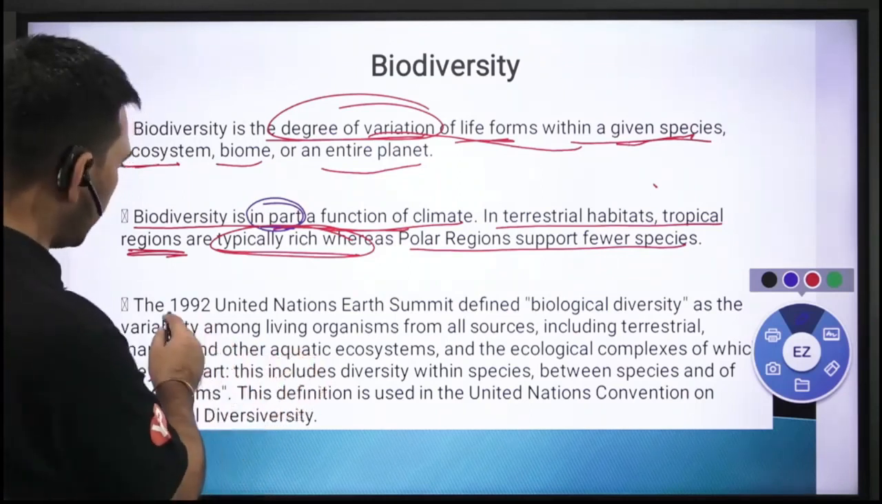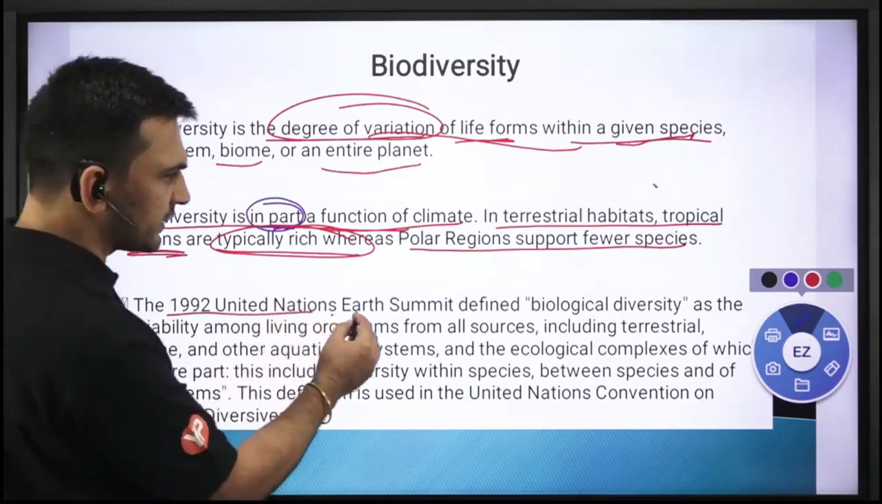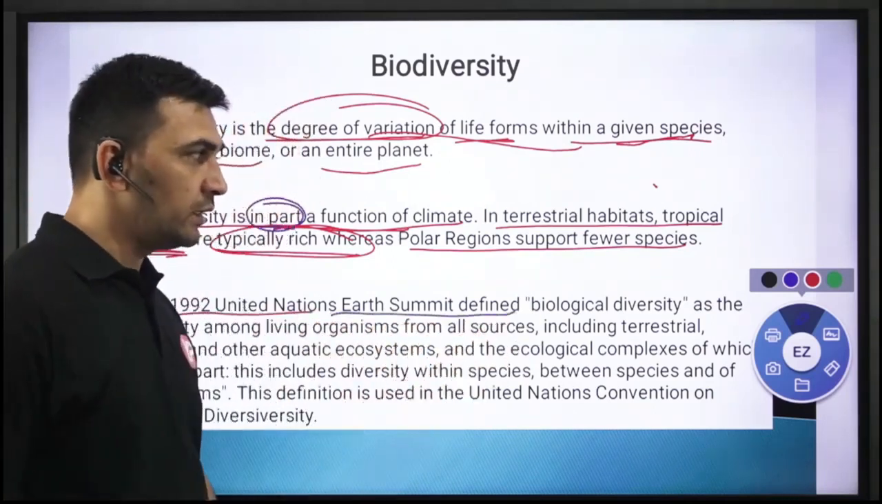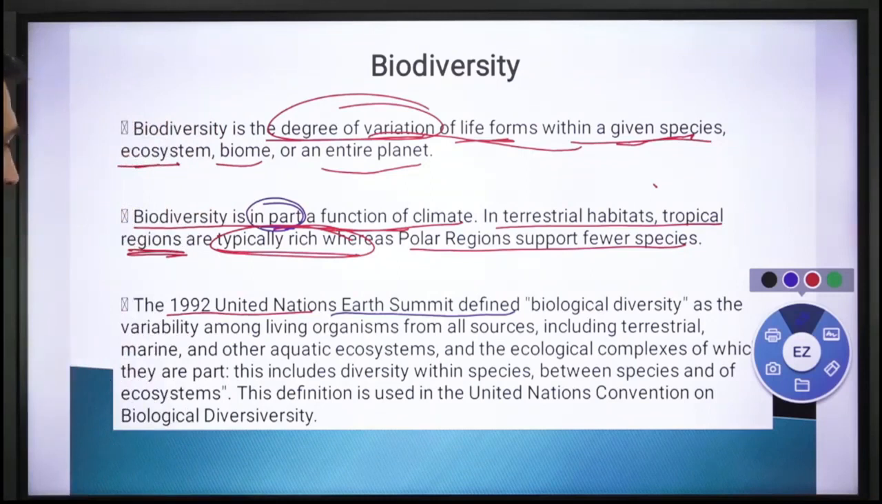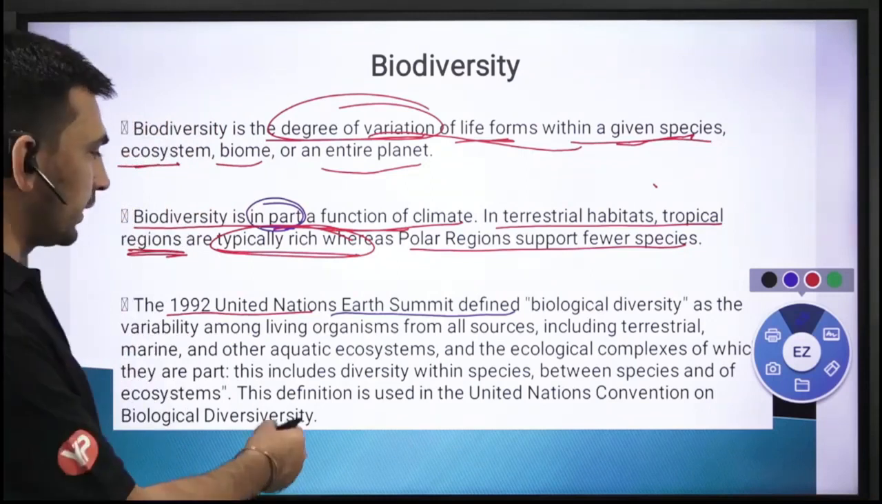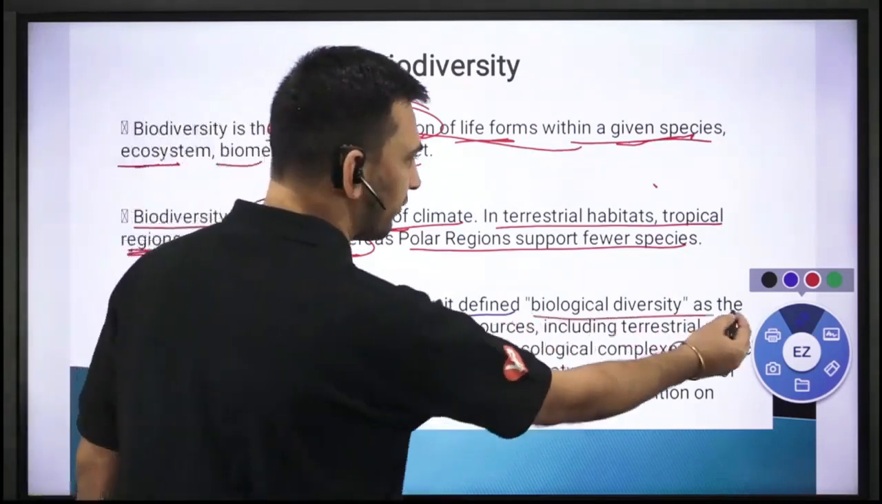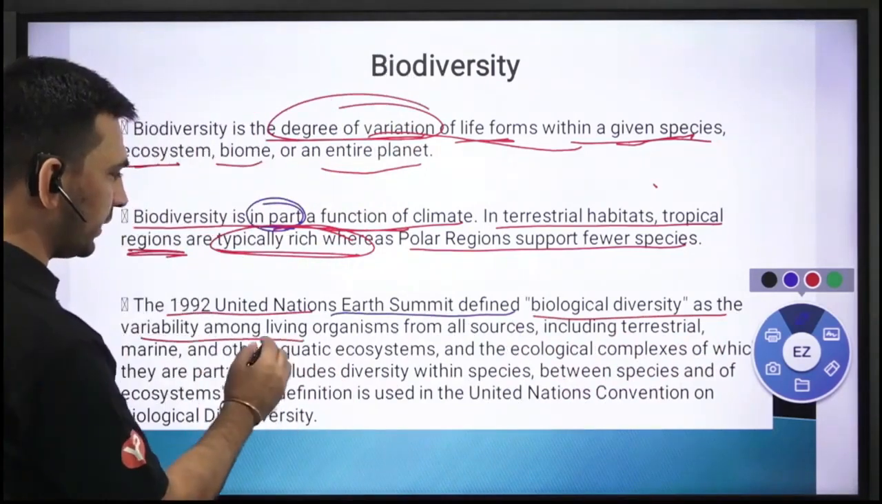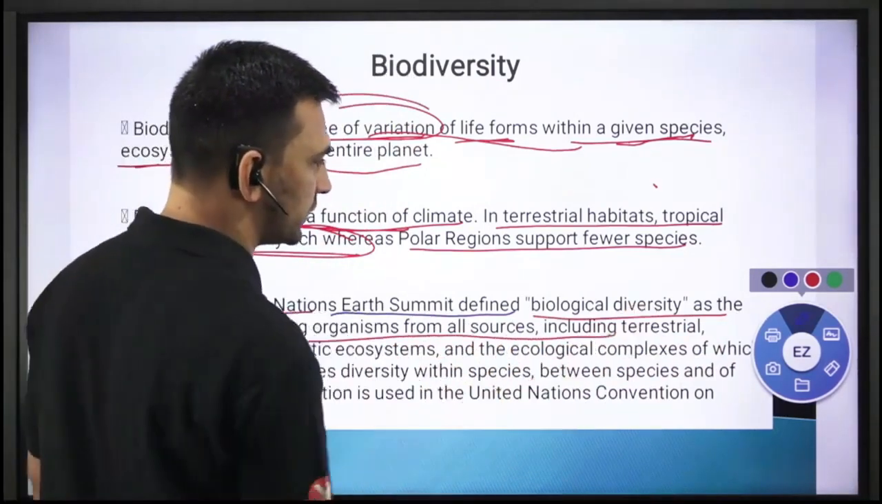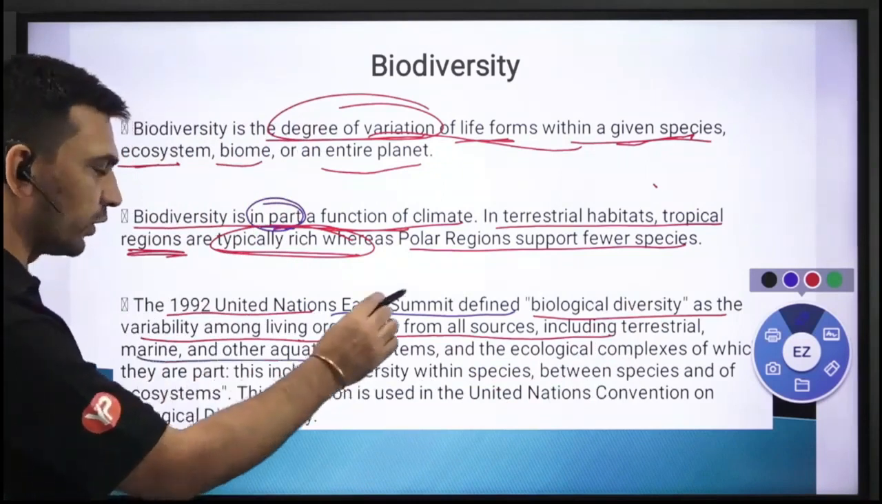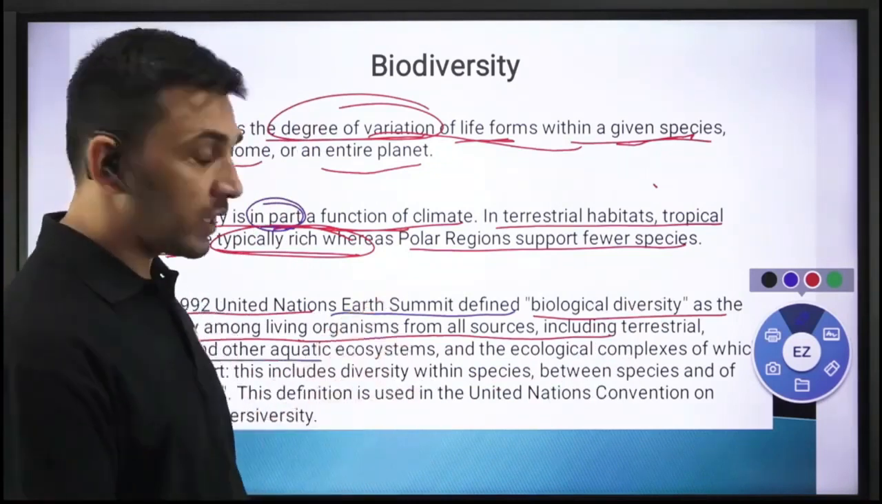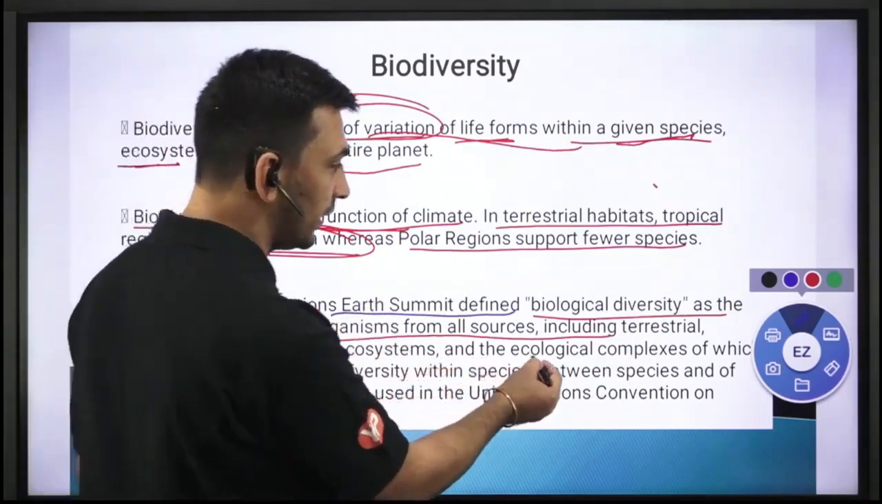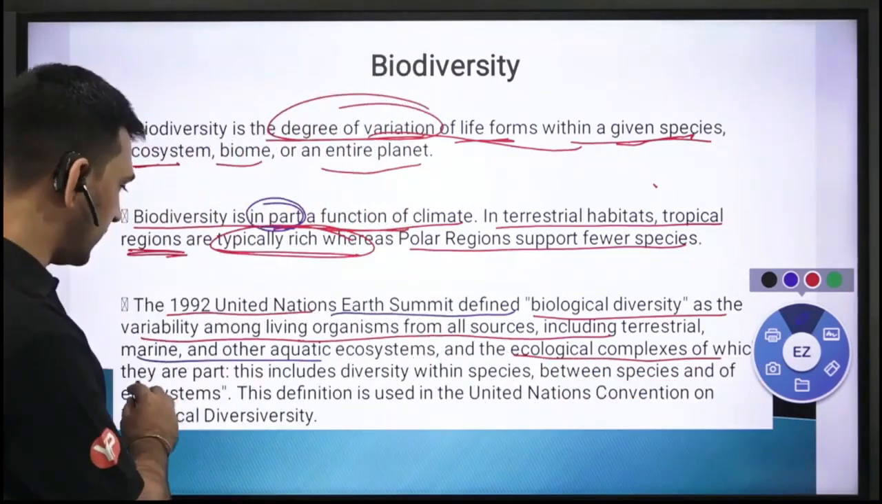And in the 1992 United Nations Earth Summit, we have already discussed the Earth Summit के बारे में. In climate change, the biological diversity is defined as the variability among the living organisms from all sources, right? सारे sources कौन से हो गए? Marine हो गए, aquatic हो गए, या maybe you are having others also, you are having terrestrial, ecological complexes of which they are part.